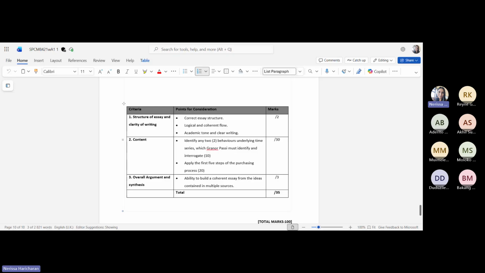Content, it's what we spoke about before, your 2 behaviors and then your 5 steps of purchasing, 10 marks and then 20 marks. Your 5 steps of purchasing, you can understand even if you do 2 marks per step, you need to still do another 2 marks each from an application or an example perspective. And then lastly, it's your overall argument and synthesis.